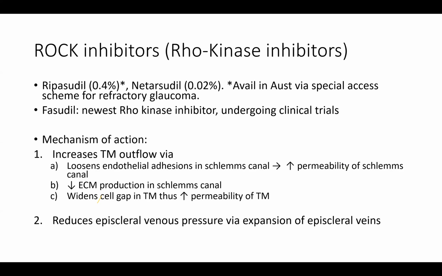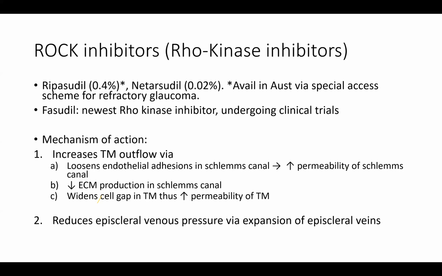Moving on to Rho kinase inhibitors, the commercially available agents are Rapazidil and Natazidil. Rapazidil is available in Australia via the Special Access Scheme for refractory glaucoma, but it's quite expensive. It's about $90 a bottle. There's a newer agent called Fazidil, which is undergoing clinical trials, but not yet available.